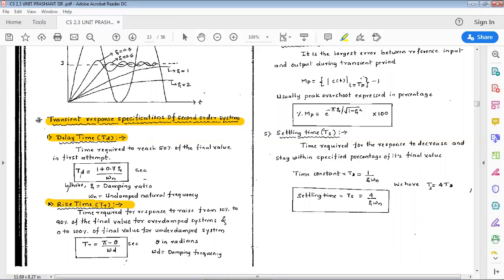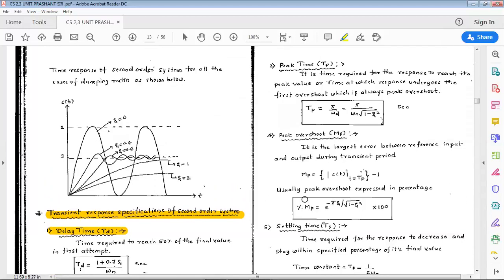The second specification is rise time. Its notation is TR. It is defined as the time required for a response to rise from 10% to 90% of the final value for an overdamped system, or 0 to 100% of its final value for an underdamped system. In general, we will take 10% to 90% for overdamped systems. The equation for TR will be rise time equal to (pi minus theta) by omega d seconds, where theta is in radians and omega d is the damped frequency.